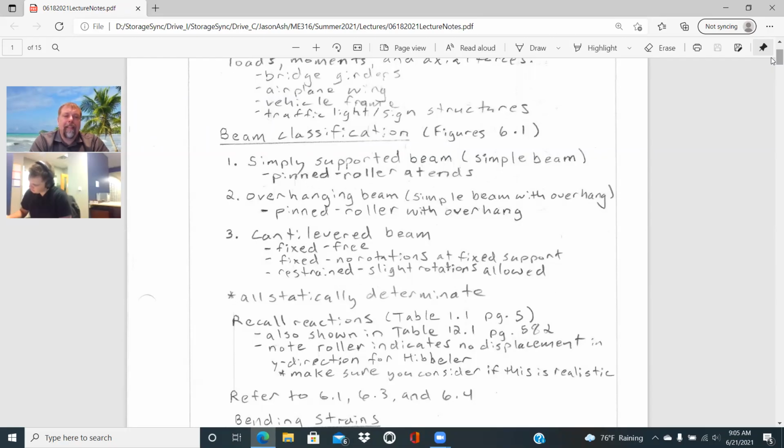Fixed really implies that there are no rotations at all at the fixed support, which means there's no slope or rotation, whereas a restrained beam has slight rotations allowed. All three of those are statically determinate.